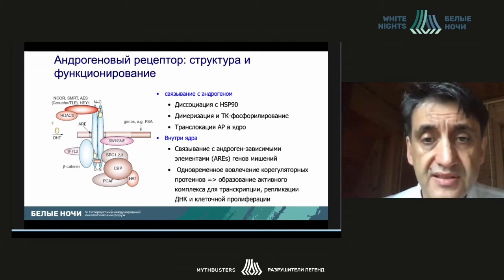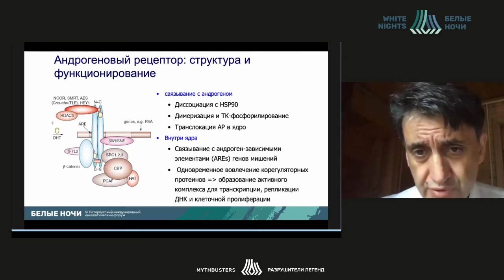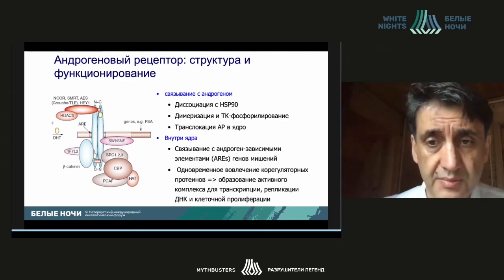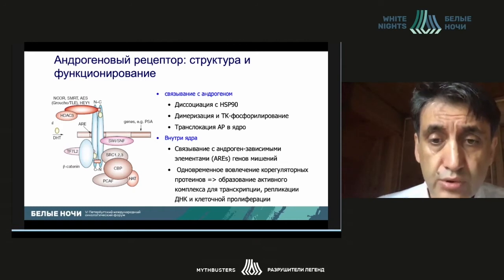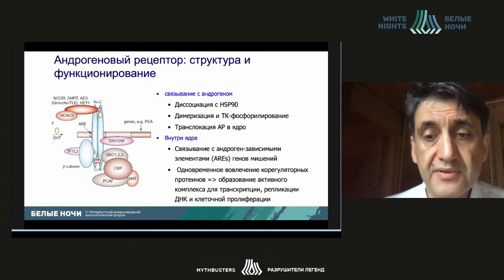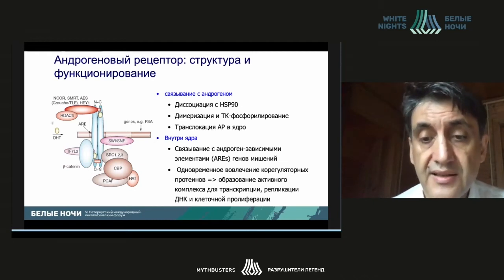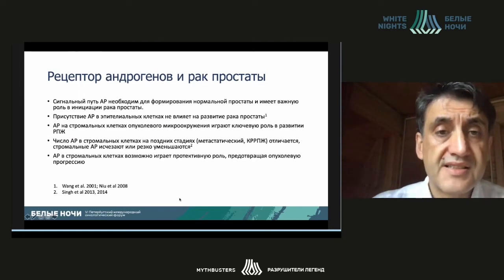shock proteins, dimerization, and the entire complex is translocated from the cytoplasm into the nucleus of the cell. It is bound to androgen-dependent elements of the target genes, with simultaneous involvement of co-regulatory proteins, forming the active complex for the start of transcription, replication of DNA and cellular proliferation.